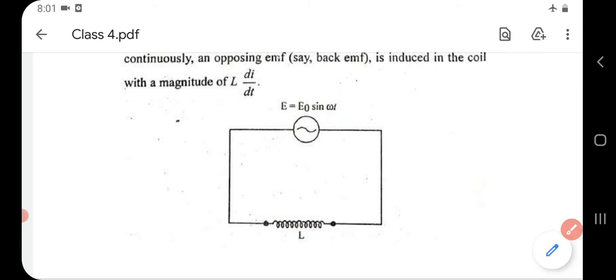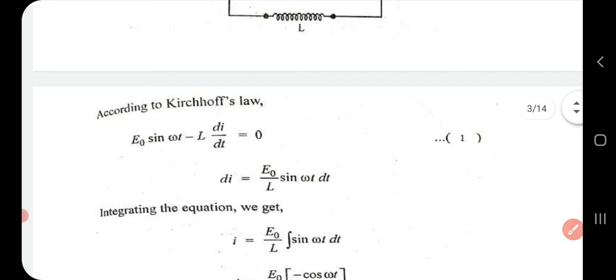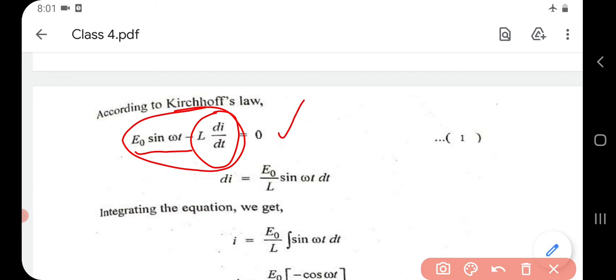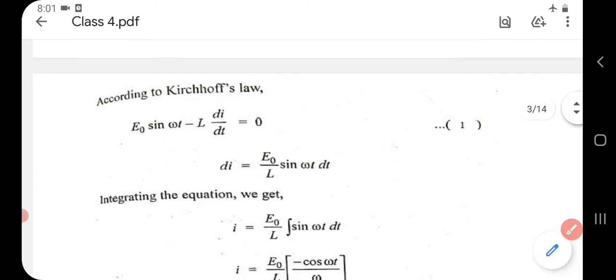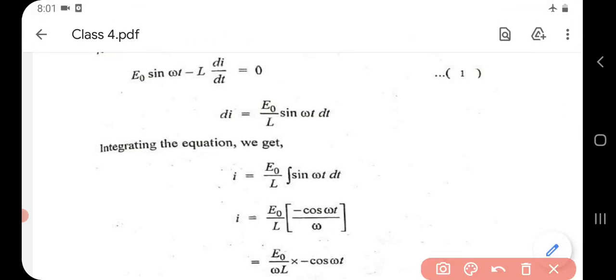As per Kirchhoff's law, they will nullify each other. The EMF that we are applying is E0 sin omega t. It is opposite to the opposing EMF produced by the inductance coil L, that is L di by dt. So the net effect will be E0 sin omega t minus L di by dt equals 0. From this equation we can find I. How? Just rearrange this equation.